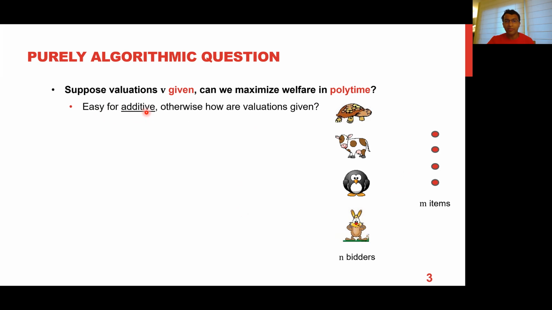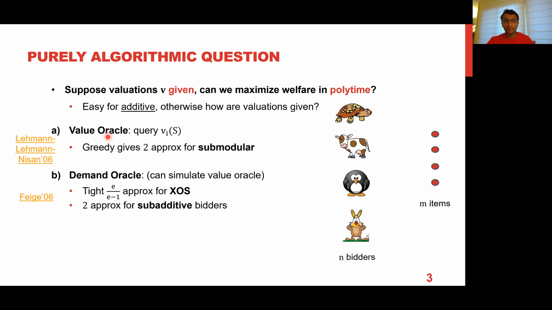However, if you go beyond additive valuations, you might wonder how the valuation functions are even given to you. You need a polynomial size description, and that's not possible because for submodular or subadditive functions, it's a set function, and there are 2^m possible subsets, which is already exponential in the number of items. So the way we go about this is using oracle access. Two of the most popular oracles are the value oracle and the demand oracle. In a value oracle, you can query for a particular bidder and a particular set of items what their value is. So you can query v_i(S), where v_i is the valuation of the ith bidder and S is some set of items.